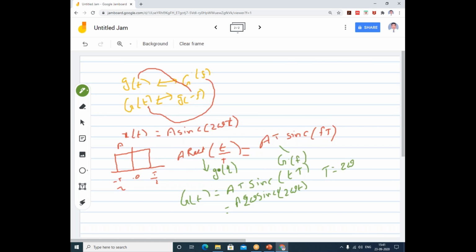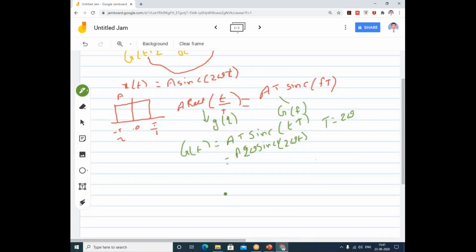So in the duality principle, what happened? If the Fourier transform of g of t is g of f, then capital G of t is AT sinc. This is our capital G of t. In the given problem, there is no capital T. You take this capital T to the other side, then it becomes 1 by 2 omega into G of t, which is equal to a sinc 2 omega t. So this is the given problem.